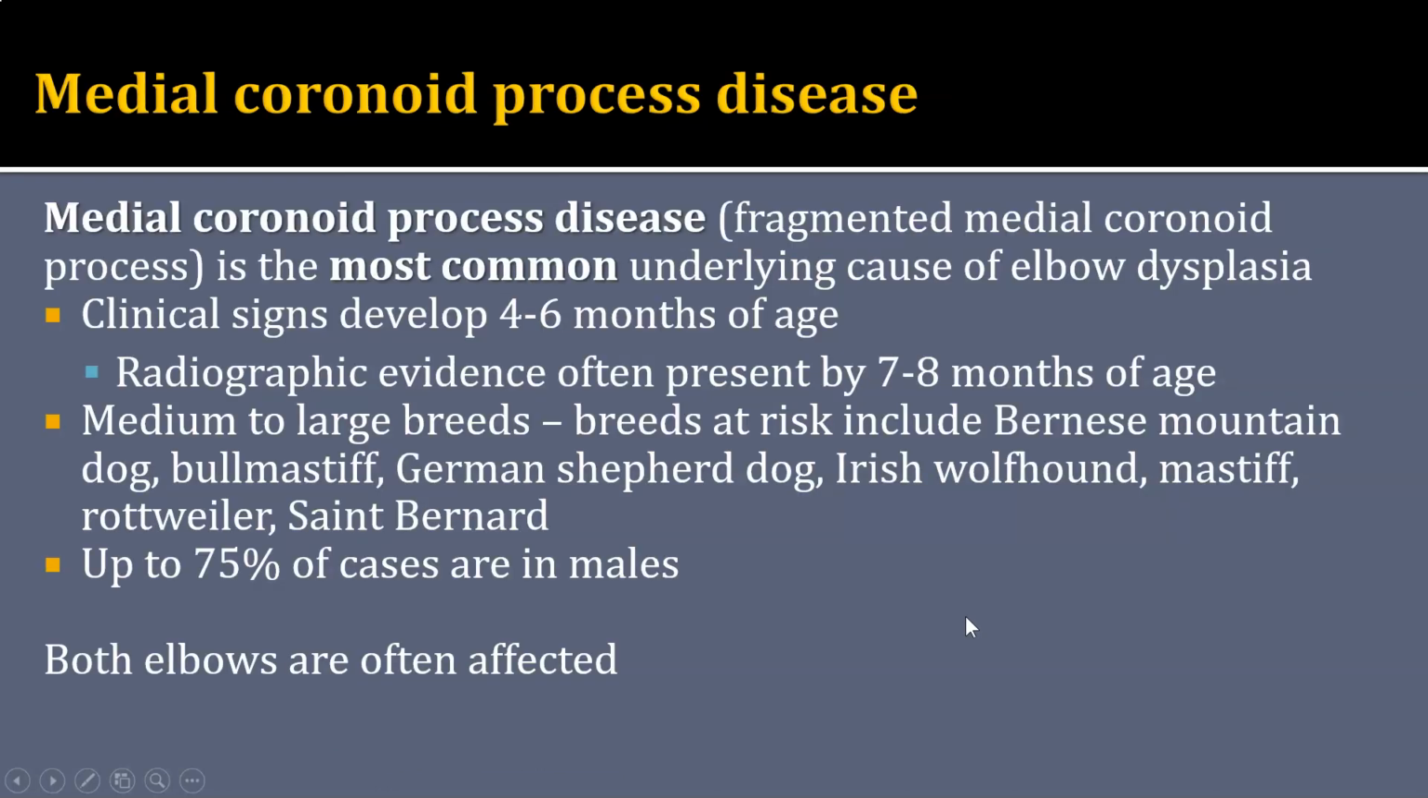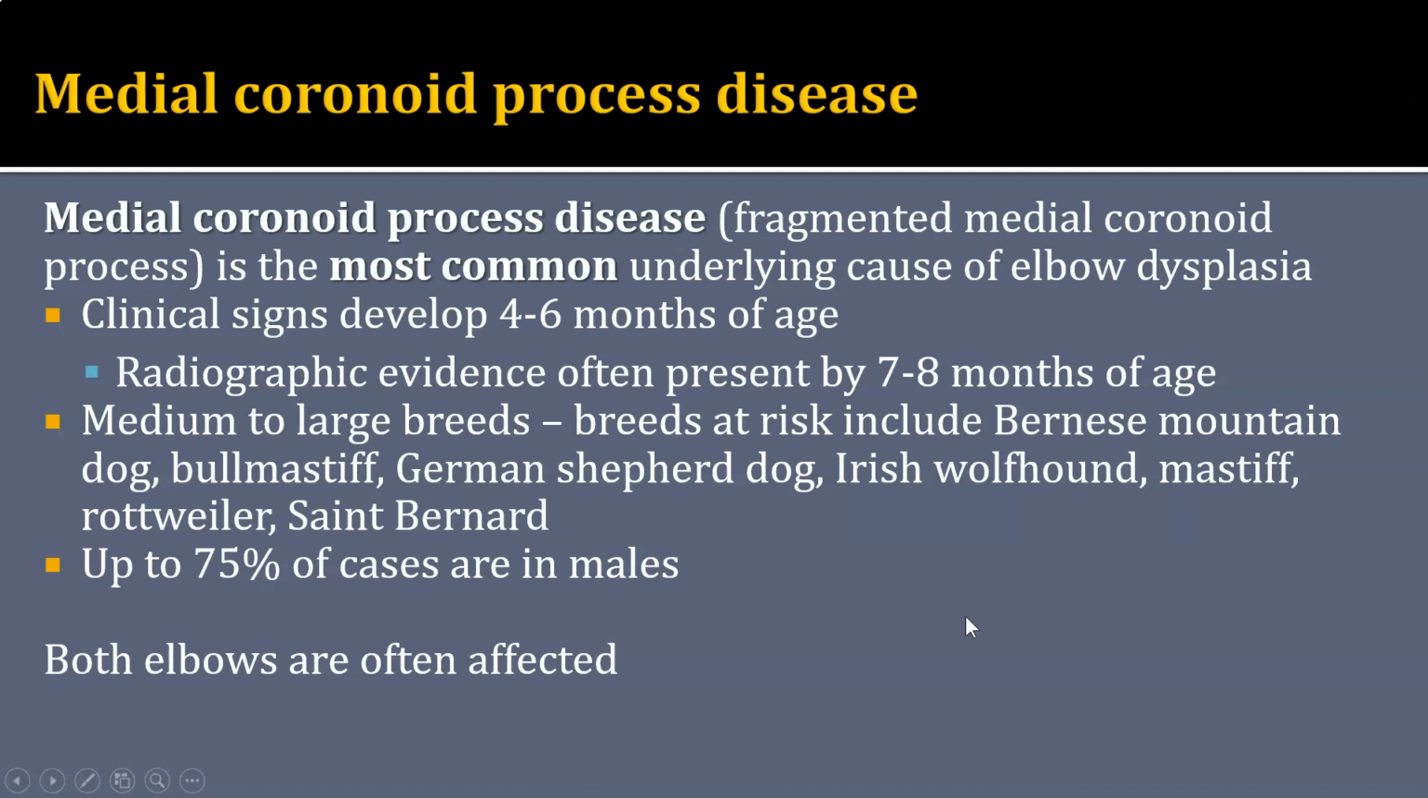Let's start with medial coronoid process disease because this is the most common underlying cause of elbow dysplasia. You may also hear it called fragmented medial coronoid process or even medial compartment syndrome or compartment disease. Clinical signs typically develop in affected patients around 4 to 6 months of age, but we don't usually see the radiographic evidence of this disease until about 7 to 8 months of age.